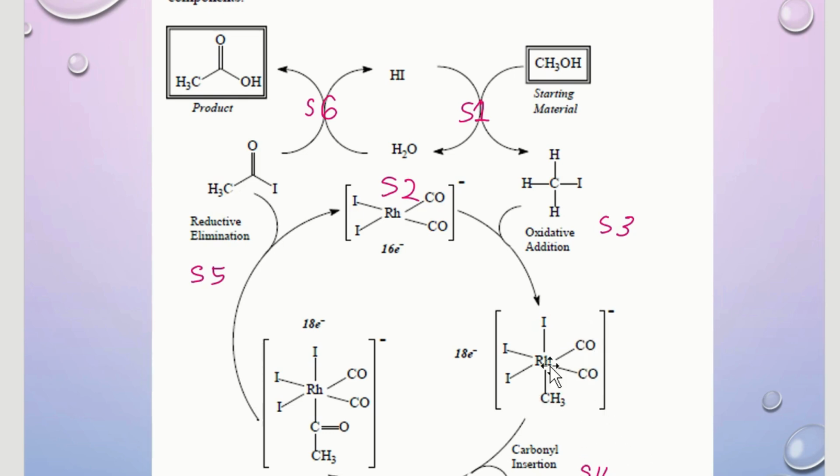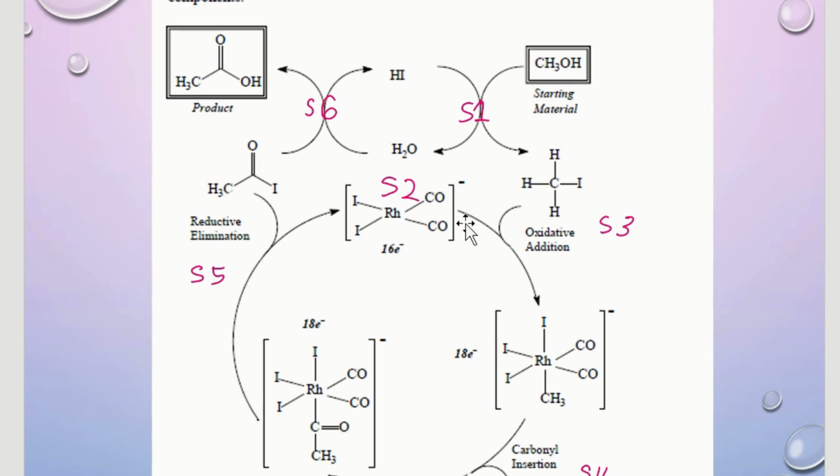This one is 18 electrons, from 16. We have 3 iodides, which give 6 electrons, the carbonyls give 4, Rh is 9 electrons, and CH3 is neutral. Then the total is 19. So with the minus 1 charge, we get 18 electrons.